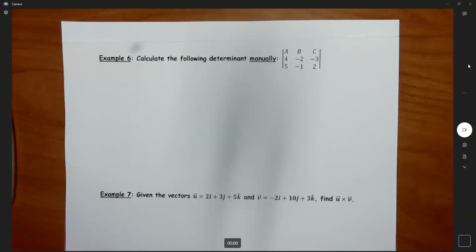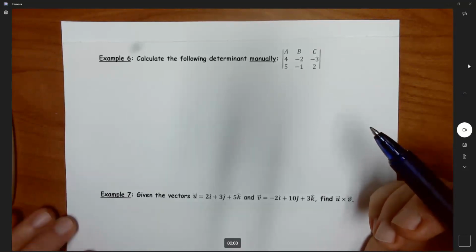All right, in the last video, I just showed you how to find 3x3 determinants and specifically how to then put it into the calculator. So I showed you how to do it manually, but we ultimately put it in our calculator and let our calculator do the work for us.